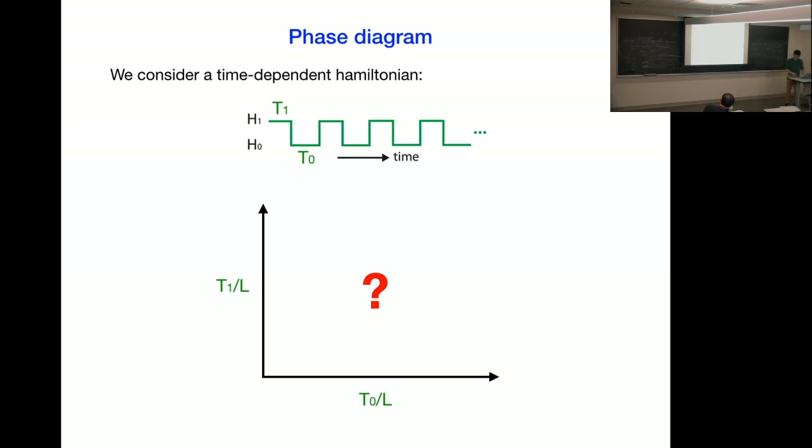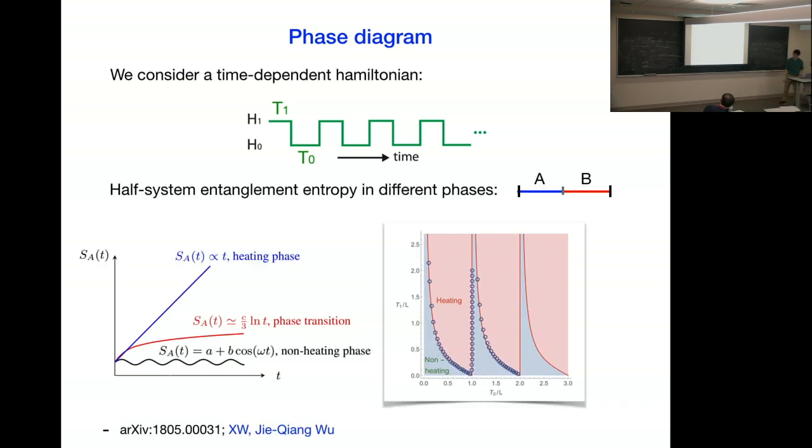we found an interesting phase diagram. Let me show you the result first. This is T0 over L, this is T1. We found there are two different phases. You may ask, what do you mean by different phases in a non-equilibrium setup, right? How do we distinguish two different phases? We simply study the entanglement entropy of half the system.